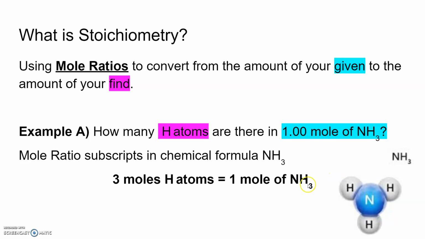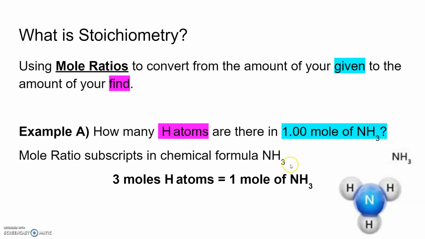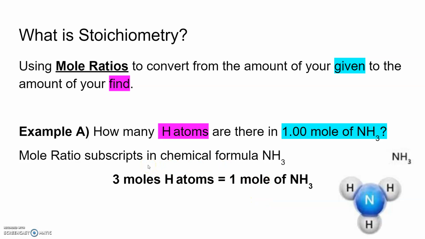So when I say subscripts, remember those are the small numbers here. And we can see from the chemical formula that there are 3 hydrogen atoms in one molecule of NH3. That means that there are also 3 moles of hydrogen atoms in 1 mole of NH3. So if you have 1 mole of NH3, you would have 3 moles of hydrogen atoms because the molar ratio is 3 moles of hydrogen atoms to 1 mole of NH3. And so in a problem like this, the mole ratio we would use to solve this problem is the 3-to-1 ratio found here.